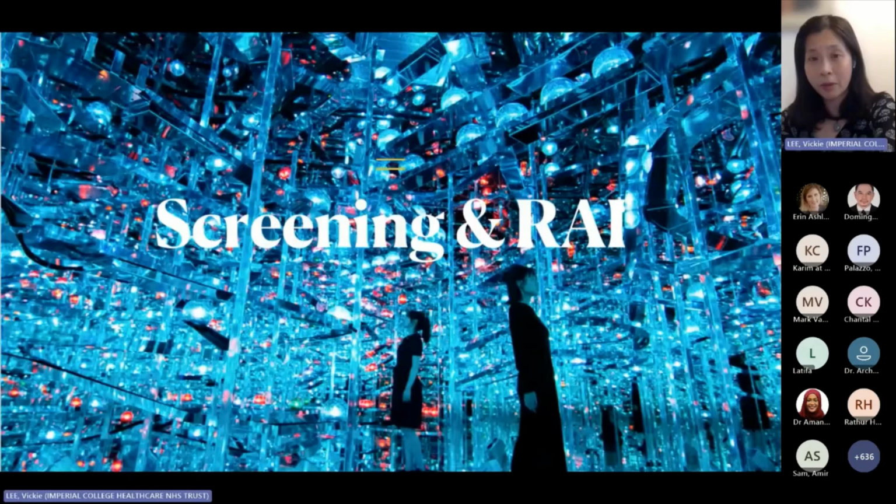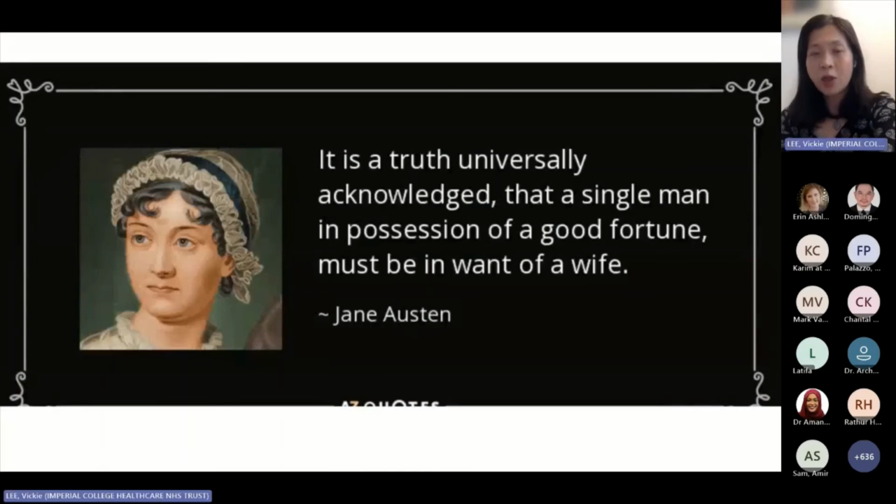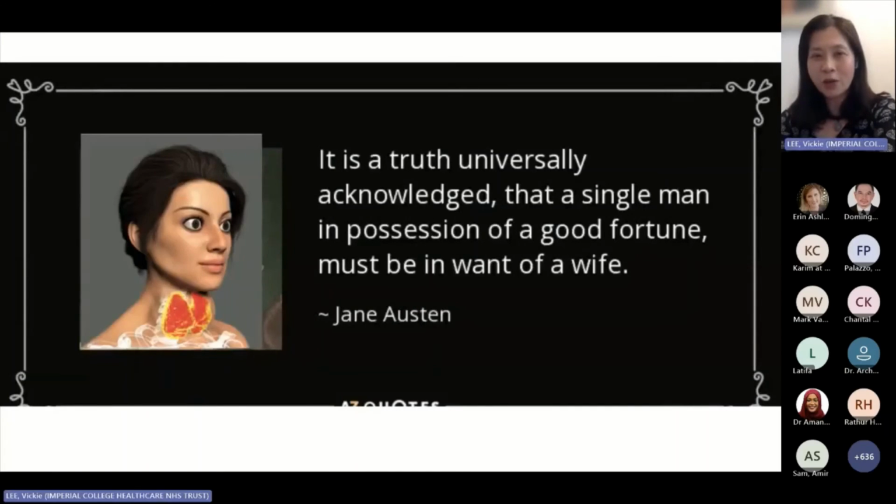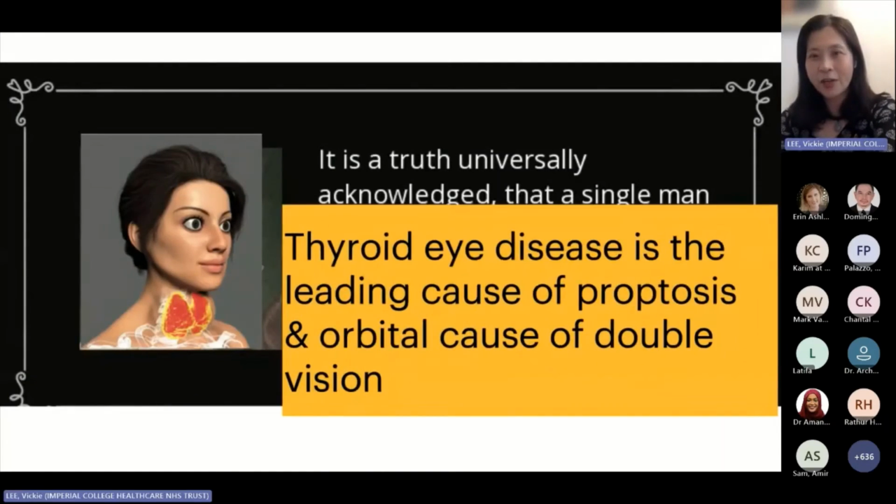So the first one deals with screening for TED and the use of radioiodine. So I'm going to misquote the famous Jane Austen here, that thyroid eye disease is the leading cause of proptosis and orbital cause of double vision, but it is not the only cause.